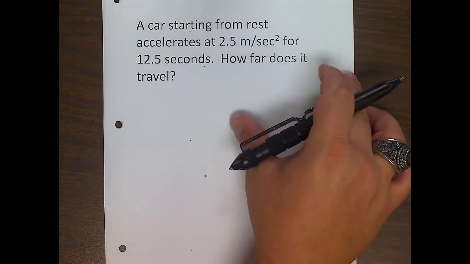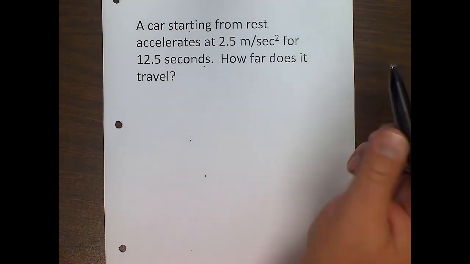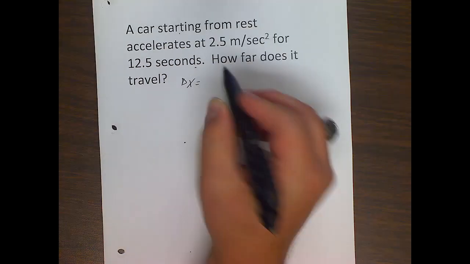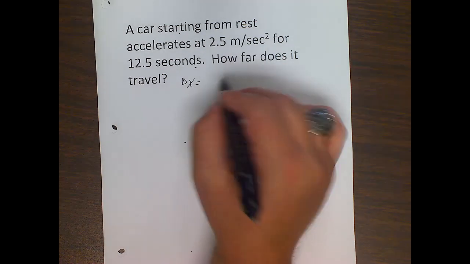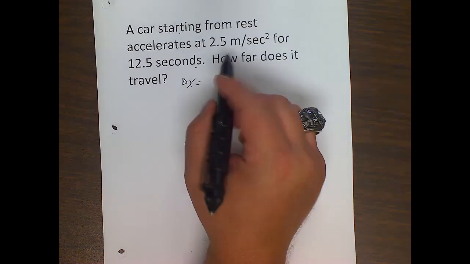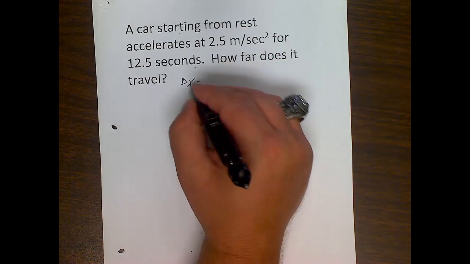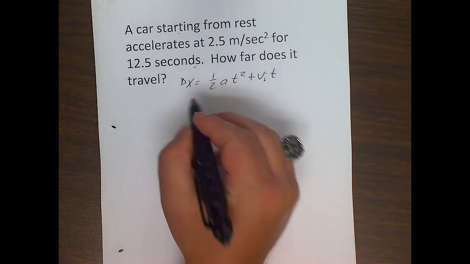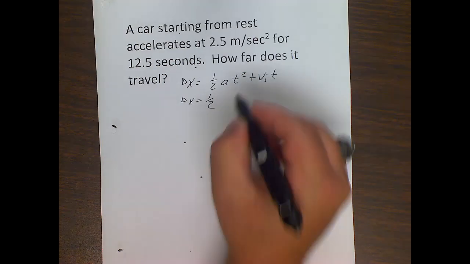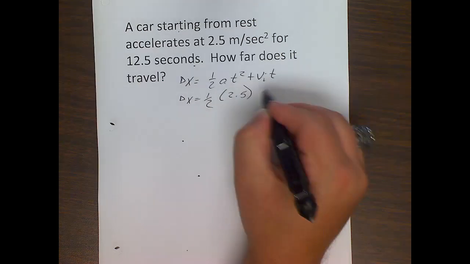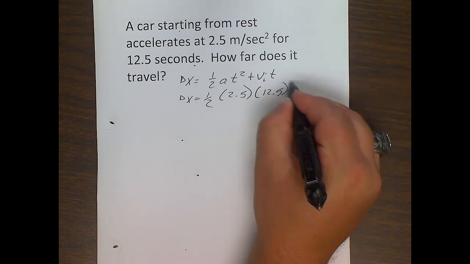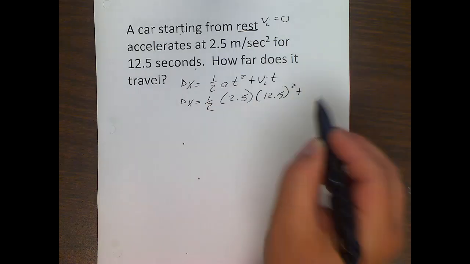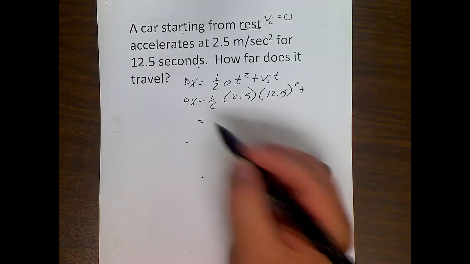A car starting from rest accelerates at 2.5 meters per second squared for 12.5 seconds. How far does it go? Well, it's the same situation we had a minute ago with the car, except instead of asking how fast it was at a certain time, I'm asking how far it's going. So delta x is 1/2 at squared plus Vi t. Delta x is 1/2 times 2.5 times 12.5 squared, and since the initial velocity from rest, Vi, is 0, this term becomes 0.